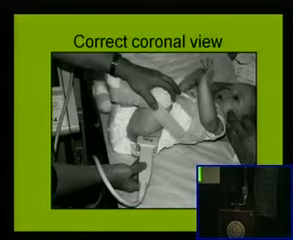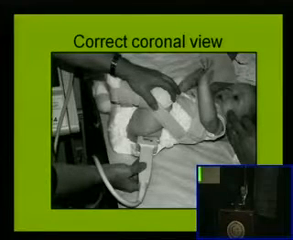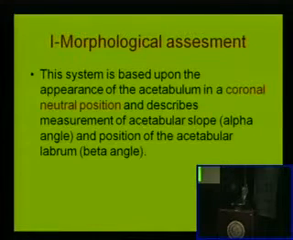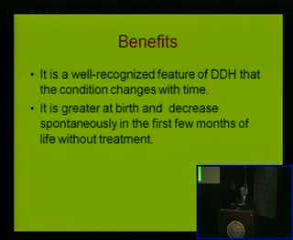Here, a picture of the correct coronal view. You can see that the probe is put on the iliac wing in a very slightly posterior location, while if you move the probe 90 degrees, you can acquire a correct transverse view. The morphological assessment of the hip joint is based upon the appearance of the acetabulum in a coronal neutral position, and afterwards describes measurement of the acetabular slope, which is the alpha angle, and the acetabular labrum, which is the beta angle. The benefit of the static image is that DDH is known to change with time.